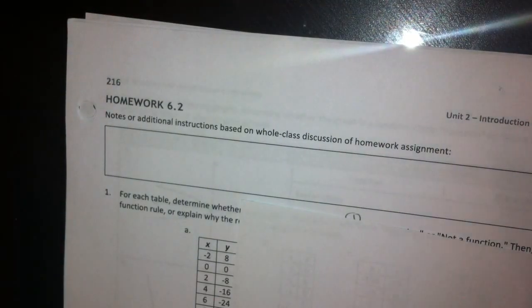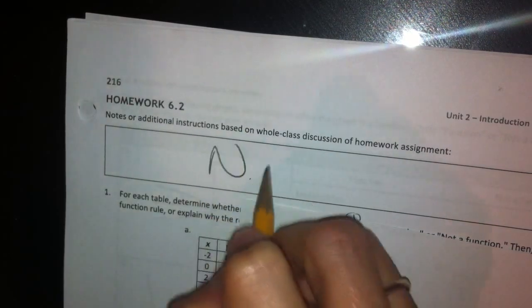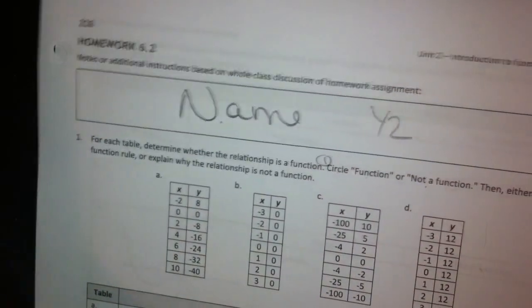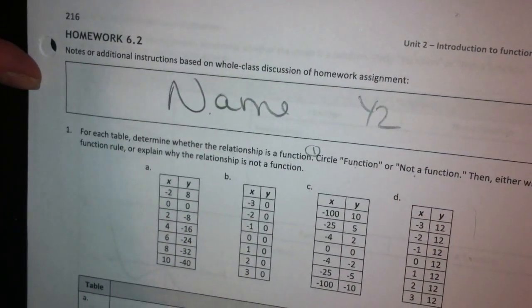All right, guys, homework for 6.2. Let me help you out with this one. Let's go ahead and write our name, and let's go ahead and write our period as well. All right, so we've got a couple of different things we need to do here.